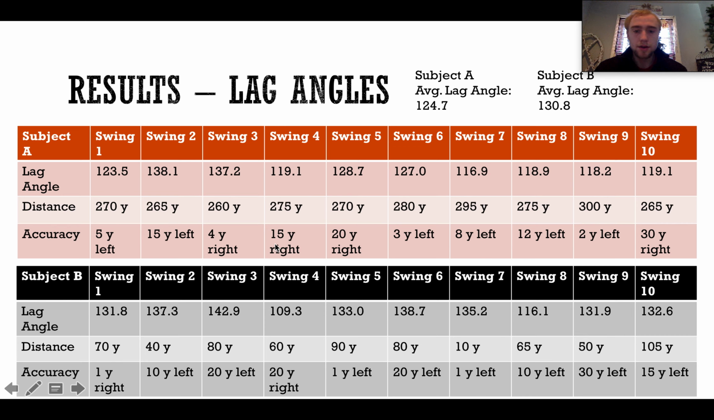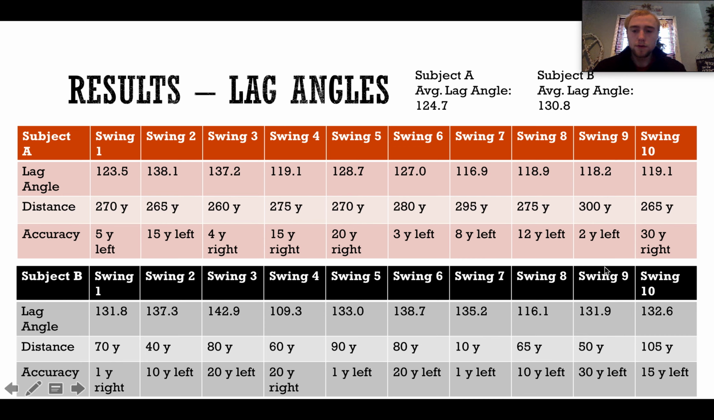So let's go ahead and look at their two best swings here. Before we look at their swings, on the table, swing 9 was the best swing for subject A. He reached a lag angle of 118.2, which is still really good. He hit it, it probably was over about 300 yards. We just estimated 300 yards. And then it only went 2 yards left of his target, so almost a perfect golf shot.